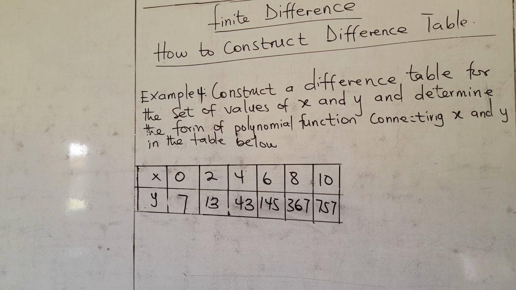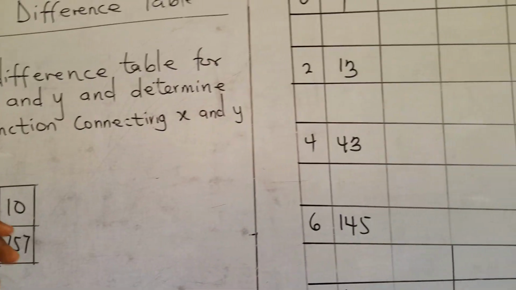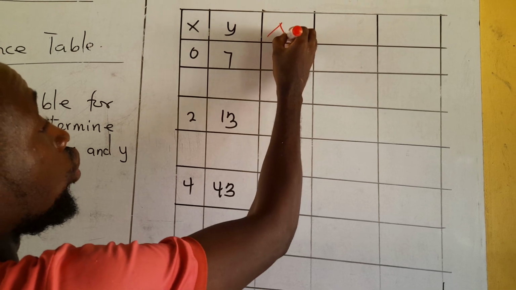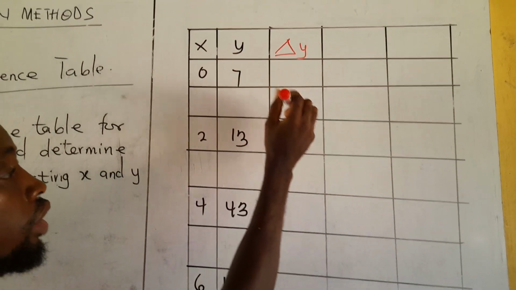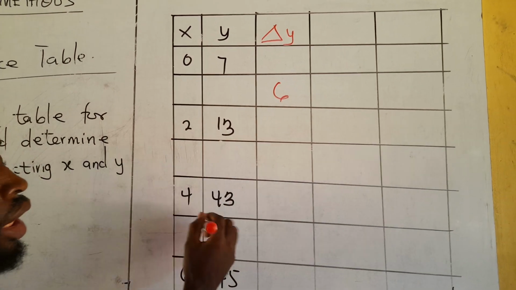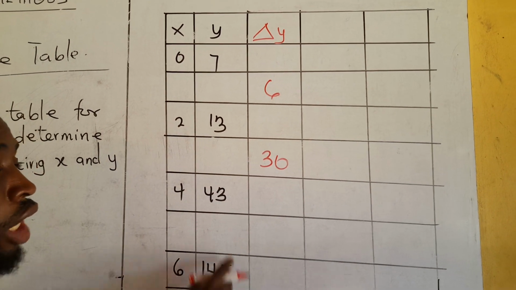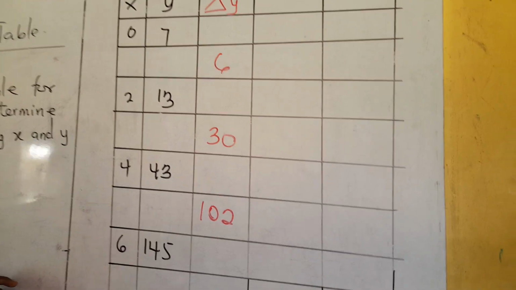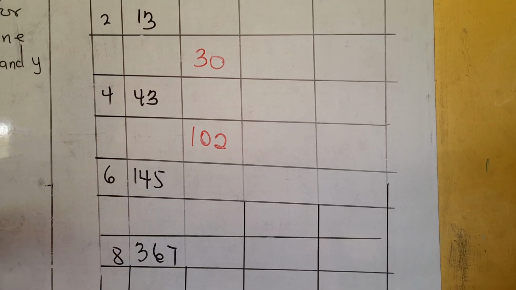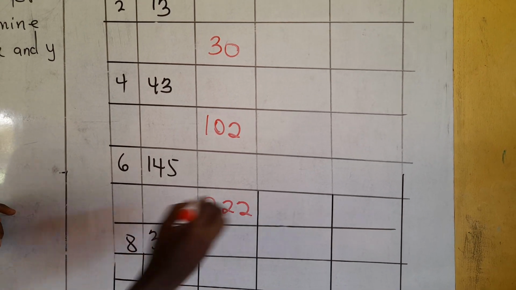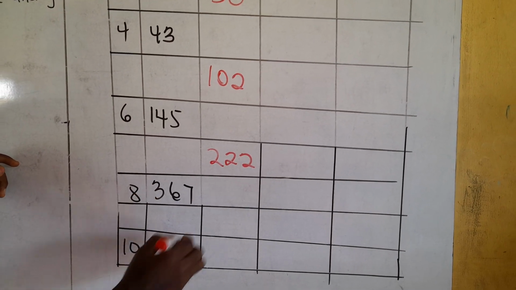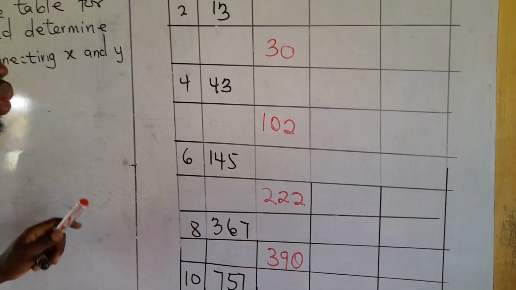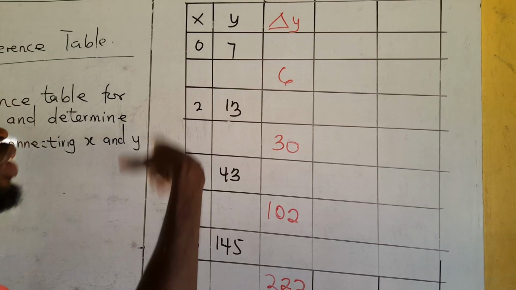So how do we do that? I told you, you just have to construct a table of this nature, leaving space in between to write the differences. So we'll find our first difference of y, which is delta y. 13 minus 7, that will be 6. 43 minus 13, that's 30. 145 minus 43, that will give us 102. Then 367 minus 145, that will give us 222. Then 757 minus 367, that will give us 390. So you can see that the first difference does not produce a constant, or they are not the same. So we'll find the second difference.